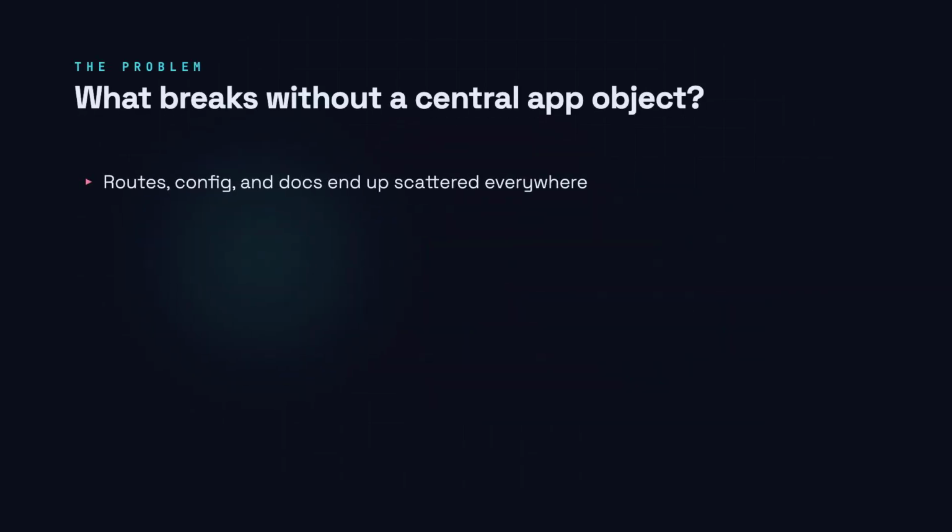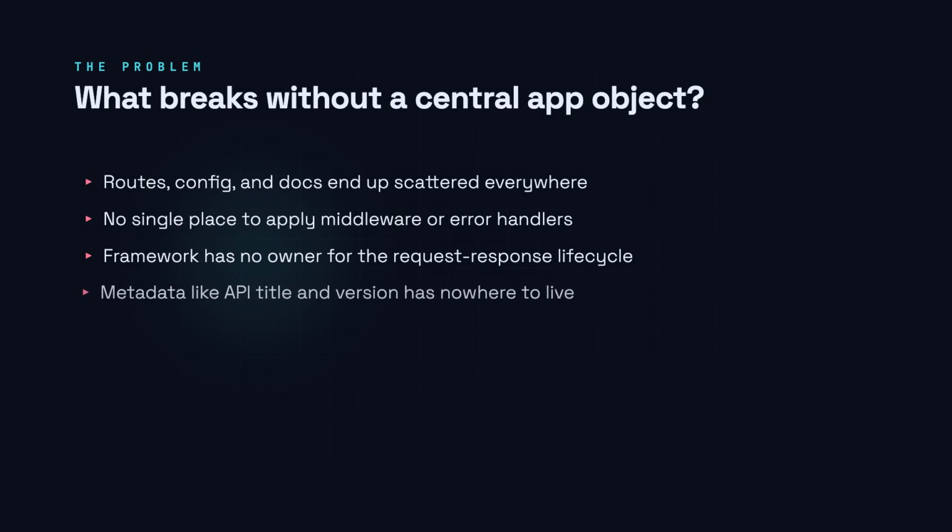Imagine building an API by wiring together individual functions and a bare HTTP server. You quickly run into a problem. Where do you register a new route? Where do you set the API version or attach a middleware that runs on every request? Without one authoritative object that owns all of that, every piece ends up in a different module or config file, and the framework has no way to coordinate them.